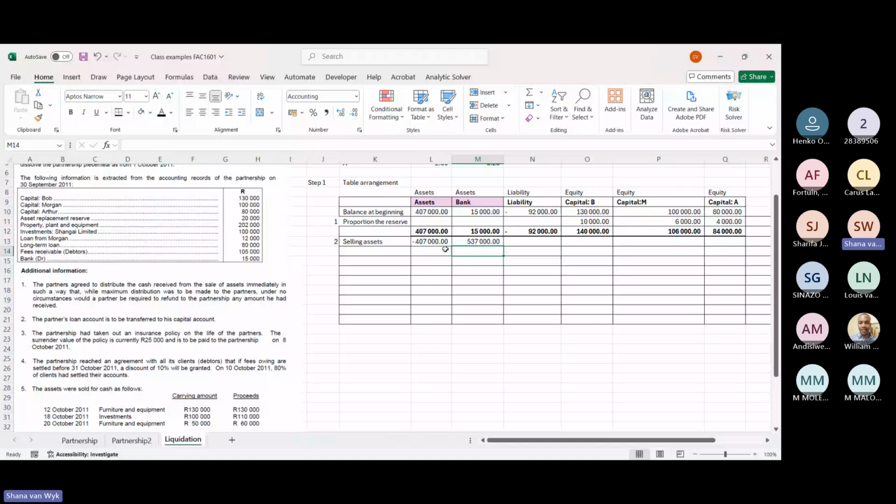Is number 5 the sale of assets, or is this the total amount, do they want the total sale of assets? What do you guys think? I'm confused now.